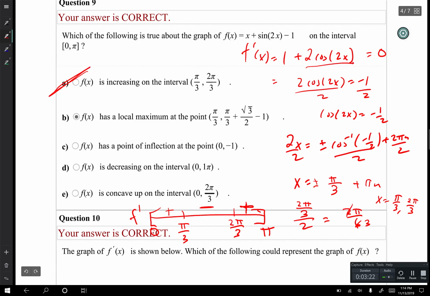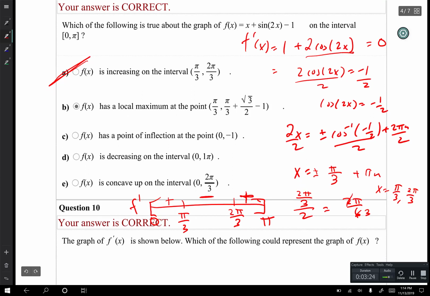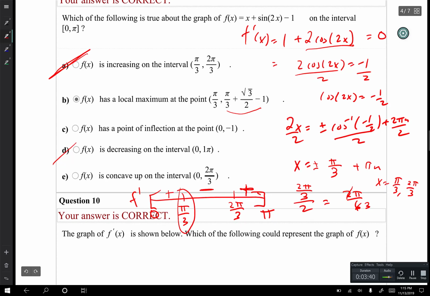F of x has a local max at the point pi over 3. That is a candidate. We've got to check if we plug in pi over 3 whether we get this answer. F has a point of inflection. We don't know yet. F of x is decreasing between 0 and pi. That's false because, as you can see, we have many things. And F of x is concave up on the interval 0 to 2 pi over 3. We don't know yet because we haven't taken another derivative. So it looks like letter B is plausible. Obviously, letter B is the answer.